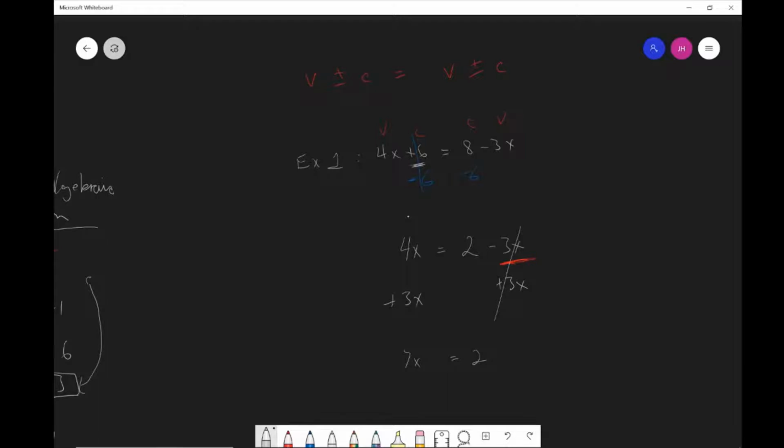What now? Well, at this point, you only see multiplication. 7 times x equal to 2. So then you have to divide by 7 or multiply by 1 over 7 on both sides, so that you have 1x equal to 2 over 7, which means x equal to 2 over 7.